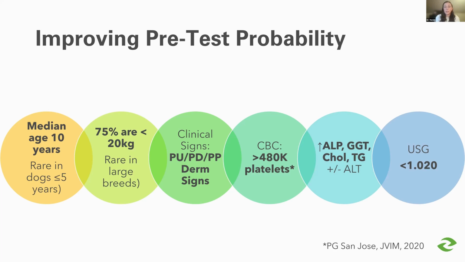And then we can see elevated ALP, GGT, cholesterol, and triglycerides. Those are the most common elevations on our lab work. ALP elevation without GGT is possible, but less common. And dogs with Cushing's rarely have a USG that's less than 1020, or I'm sorry, greater than 1020.